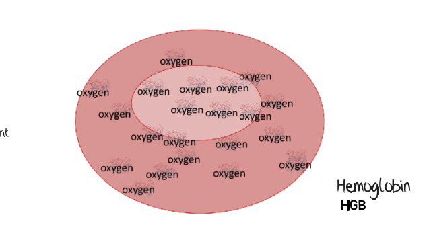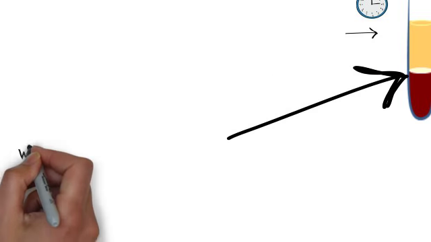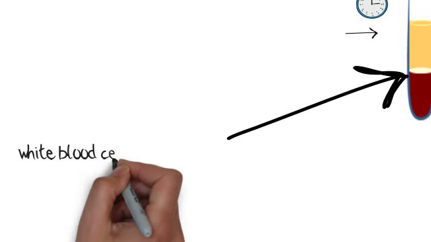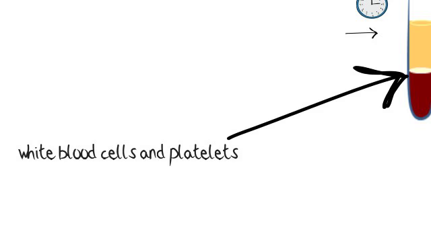That's all we'll say about red blood cells. Let's go back to the other cell types. Going back to our tube of separated blood, the white blood cells and platelets form a layer on top of the red cells. There's not nearly as much white blood cell and platelet as there is red blood cell, so this layer is quite small.